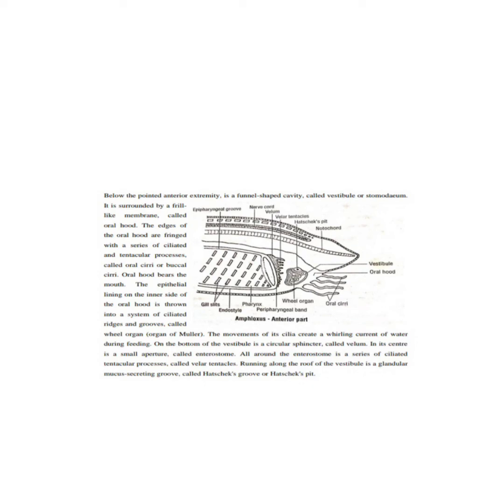Amphioxus has a ciliary filter feeding mechanism. Now let's have a look at how it functions. In this portion, we should understand three terms: vestibule or stomodium, wheel organ or organ of Muller, and Hatch's pit. Now we can consider what is vestibule. Vestibule is a funnel-shaped cavity present at the oral hood.